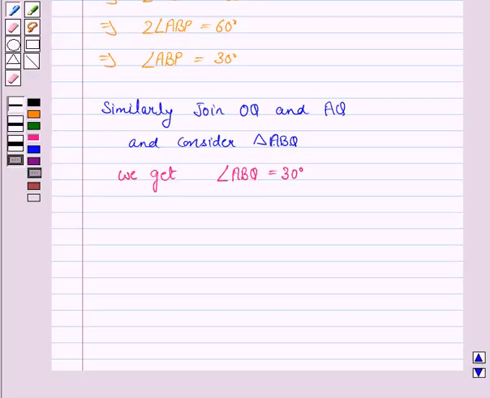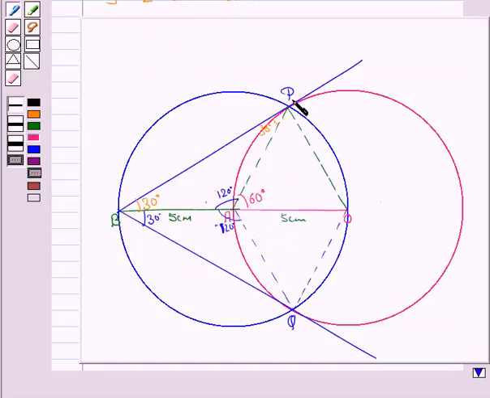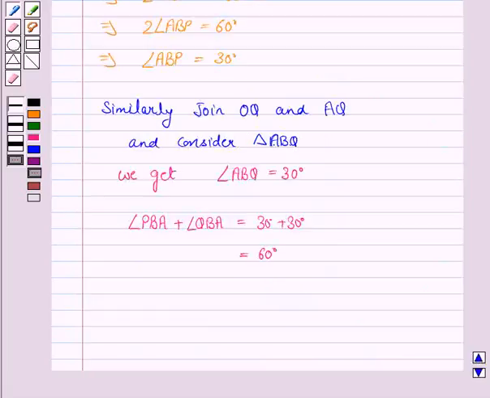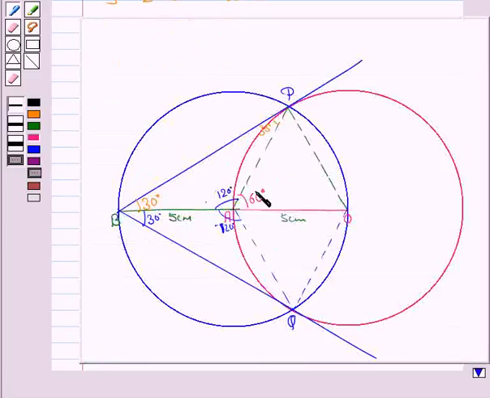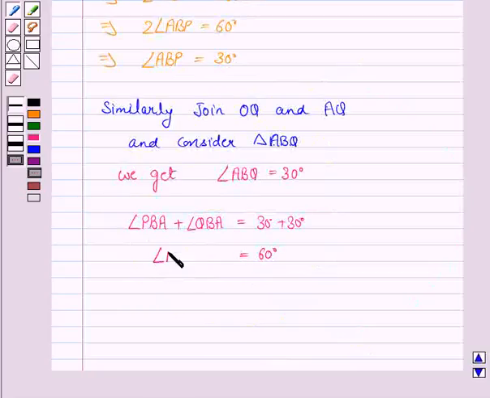Now angle ABP, that is PBA, plus angle QBA, that is ABQ, is equal to 30 degrees plus 30 degrees, that is 60 degrees, and angle PBA plus angle QBA is angle PBQ, so both the tangents are inclined to each other at an angle of 60 degrees, hence proved.